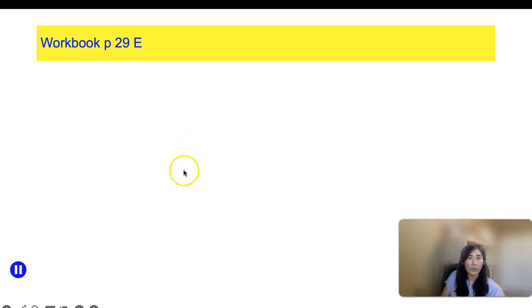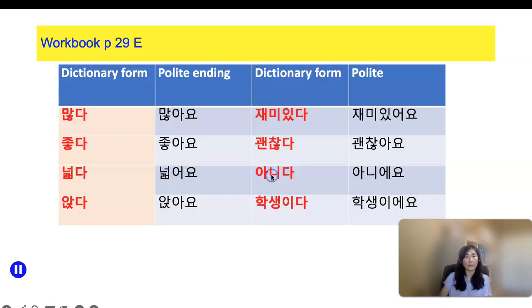And you see a conjugation table. For those who have the workbook, this is not the textbook, the workbook. Turn to workbook page 29, section E. Are you all ready? 자, 그럼 let's practice the conjugation table. So, 많다, 많아요, 좋아요, 넓어요, 앉아요, 재미있어요, 괜찮아요, 아니에요, 학생이에요. 자, 다 괜찮아요? All correct?